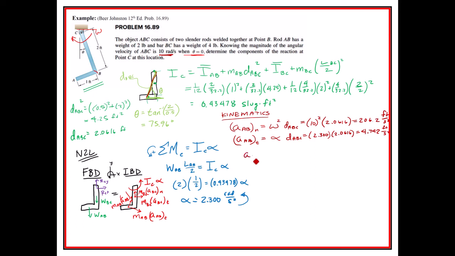We get the acceleration of BC in the normal direction. Once again, it's omega squared, but now it's going to be LBC over 2, right? Because we're taking it right around here at that point. And so it's 10 squared, but now 2 over 2. We can do that in our heads probably and get 100 feet per second squared.